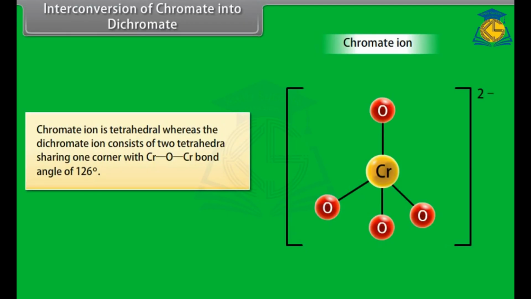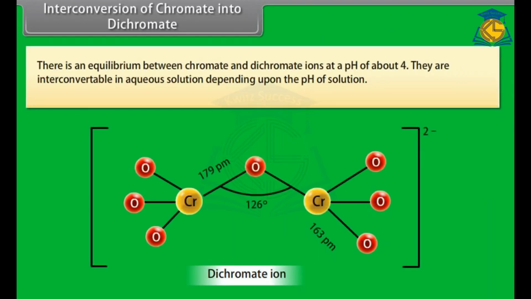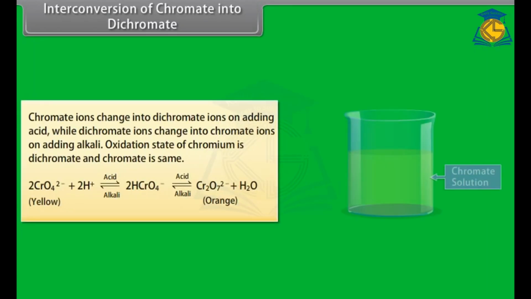The chromate ion is tetrahedral, whereas the dichromate ion consists of two tetrahedra sharing one corner with a chromium-oxygen-chromium bond angle of 126 degrees. There is an equilibrium between chromate and dichromate ions at a pH of about 4. They are interconvertible in aqueous solution depending upon the pH of the solution. Chromate ions change into dichromate ions on adding acid, while dichromate ions change into chromate ions on adding alkali. The oxidation state of chromium in dichromate and chromate is the same.